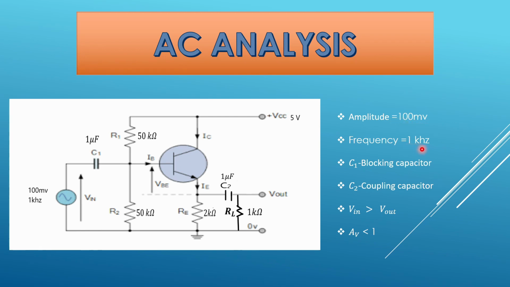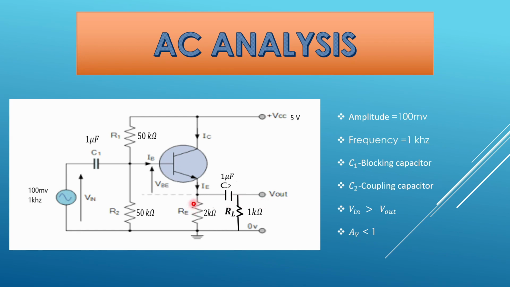As I have already said, the input signal amplitude is given as 100 millivolts, frequency is set to 1 kilohertz, and C1 is known as the blocking capacitor. So it blocks the DC signal and allows the AC signal to pass through. C2 is called the coupling capacitor, so it allows the AC signal to pass through.